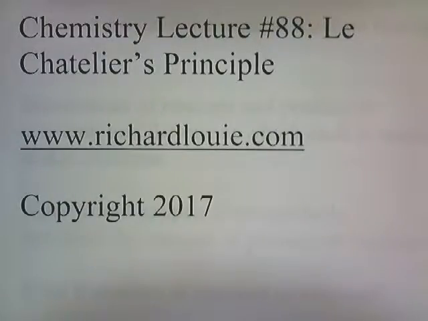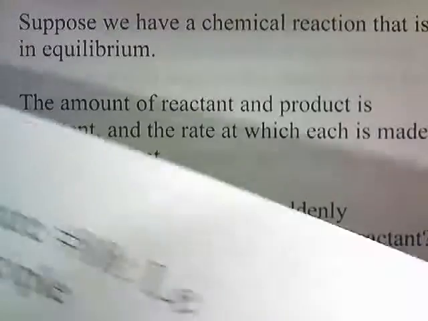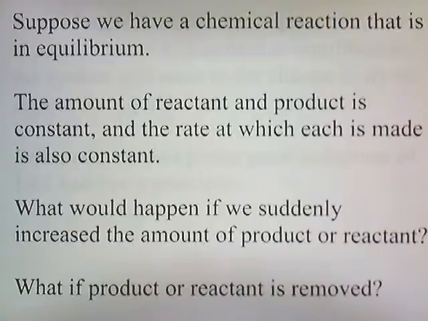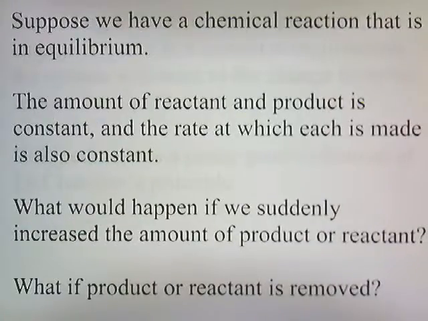Chemistry lecture number 88, Le Chatelier's principle. Suppose we have a chemical reaction that is in equilibrium. The amount of reactant and product is constant, and the rate at which each is made is also constant. What would happen if we suddenly increase the amount of product or reactant? What if product or reactant is removed?